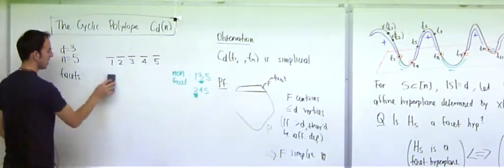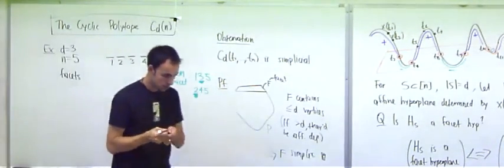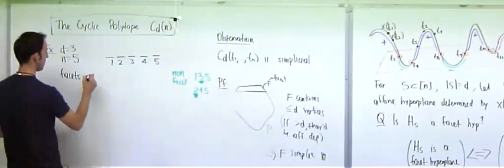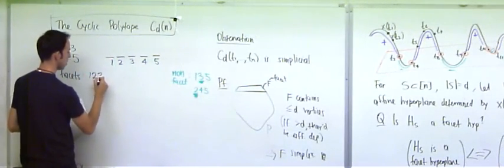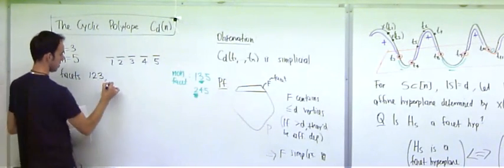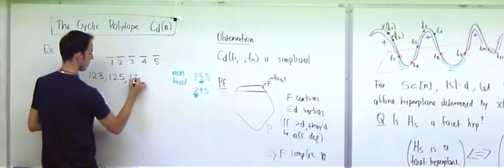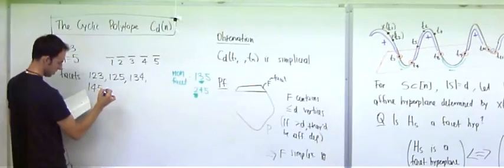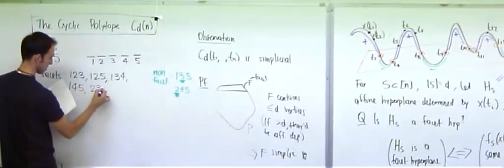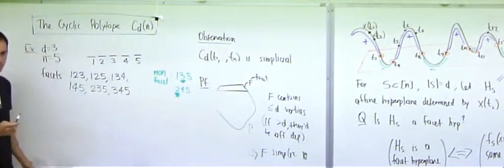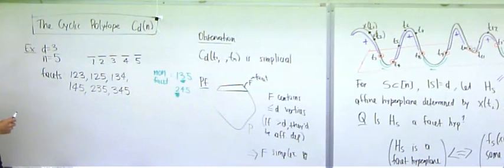So I'm going to make a list of all the facets. Okay. I did this carefully ahead of time, but let me know if it's not clear where I'm getting these. So 1, 2, 3, 1, 2, 5, 1, 3, 4, 1, 4, 5, 2, 3, 5, and 3, 4, 5. Okay? So these are the facets.